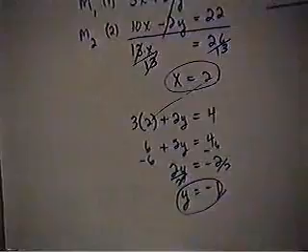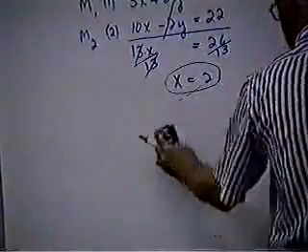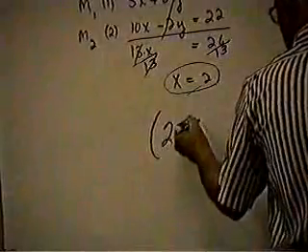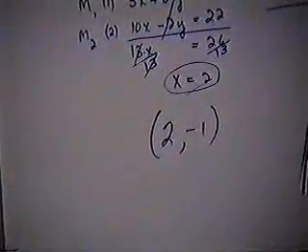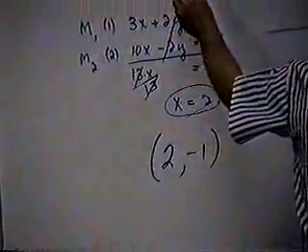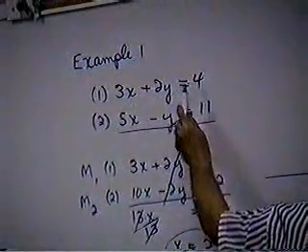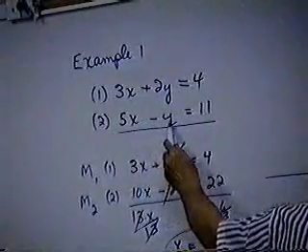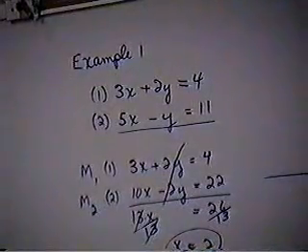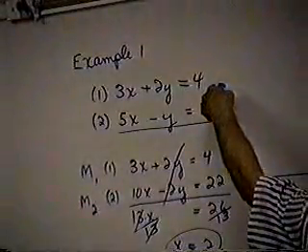Well, those are numbers. What does it mean? What that says then is this. The solution set is the point (2, minus 1). What that says then, let's look back at the original equation, is if I put a 2 here and a minus 1 here, it will equal 4. If I put a 2 here and a minus 1 here, it will equal 11. That is the only set of values for x and y that will make both these equations true at the same time.